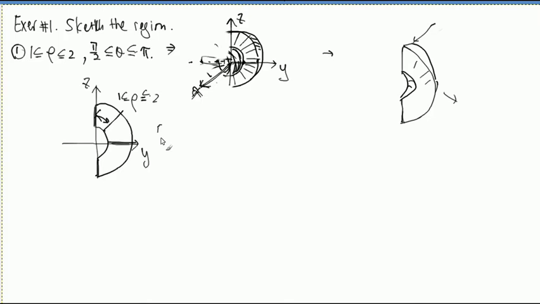This is where theta equals pi over 2, correct? If it's in the YZ plane, this is pi over 2. So rho varies freely in here, 1 to 2, and phi varies freely from 0 to pi.